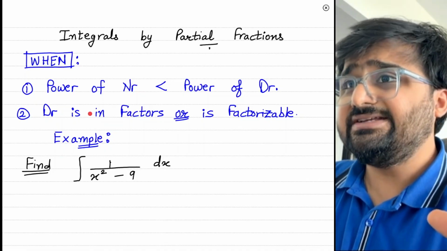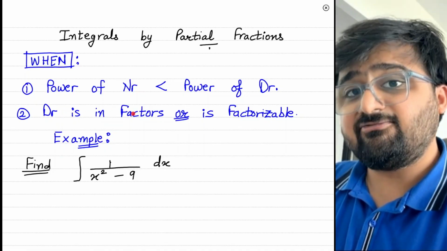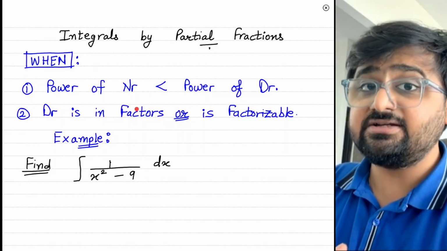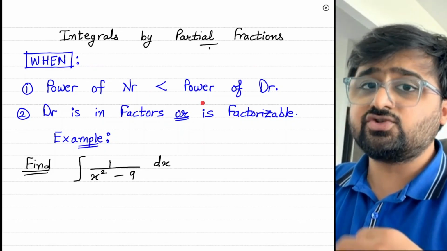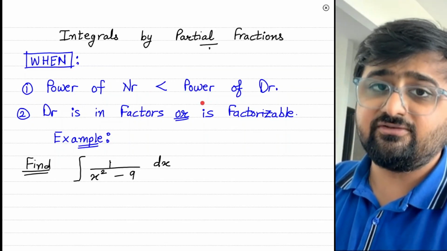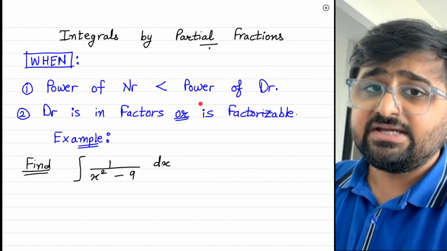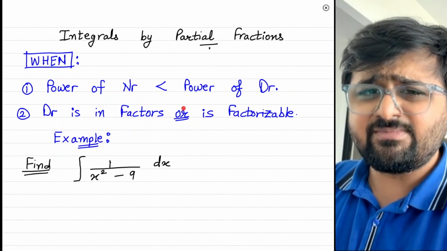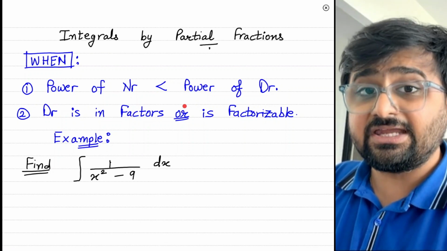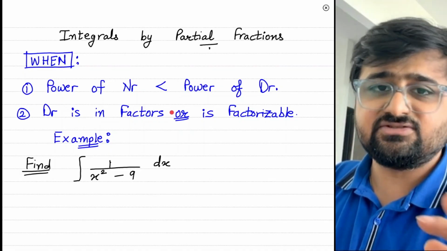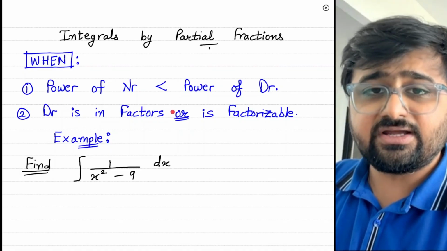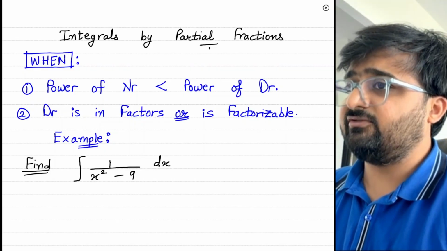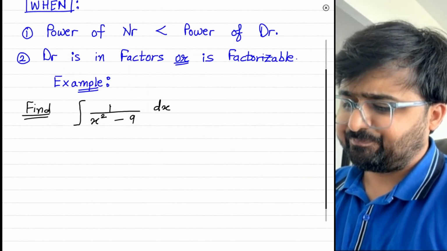Condition number two is that the denominator should be in factors or should be factorizable. So it should already be in factors, or if it is not, you should be able to convert it in terms of factors of x. Then you can apply partial fractions. These are the two conditions that are extremely important. If these two conditions, or even if one of these conditions, is not satisfied, you cannot and never do partial fractions. Remember my words.